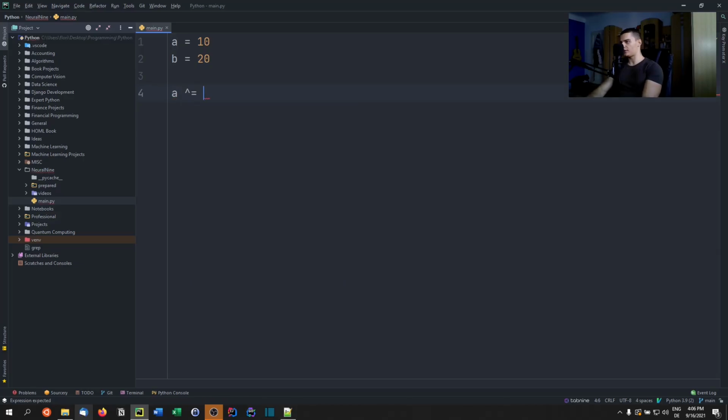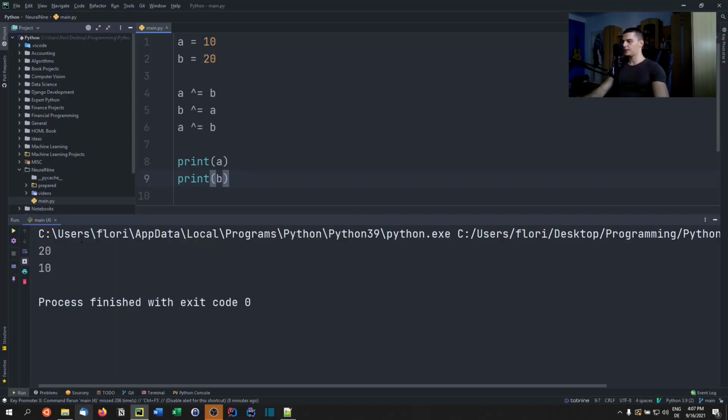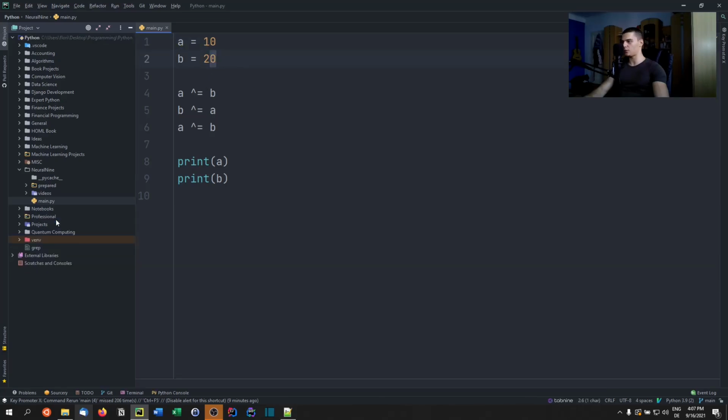A XOR equals B, so we save into A the result of A XOR B, then B XOR equals A, and A XOR equals B again. Now this might be confusing, but if I now print A and then I print B, you're going to see that we get 20 and 10 even though we started with 10 and 20. The variables are swapped. Now let me explain how this works.